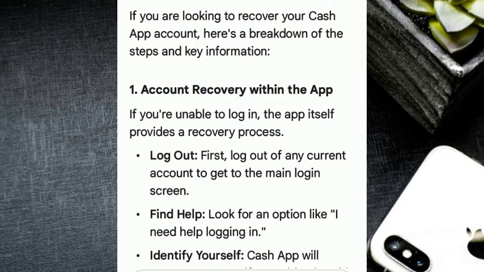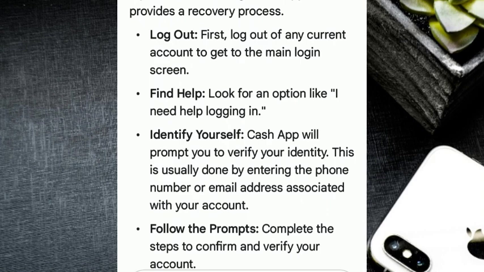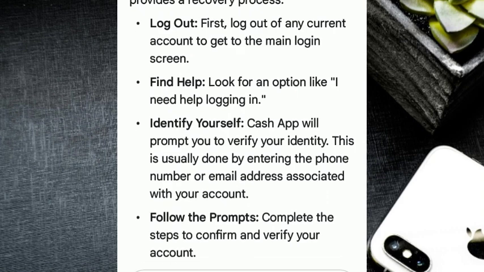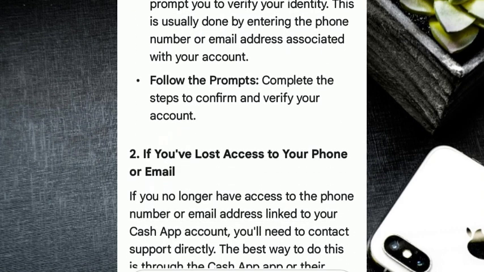Find help. Look for an option like, "I need help logging in." Identify yourself. Cash App will prompt you to verify your identity. This is usually done by entering the phone number or email address associated with your account. Follow the prompts. Complete the steps to confirm and verify your account.